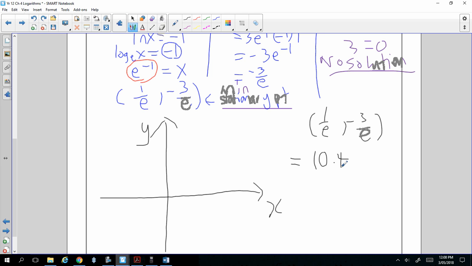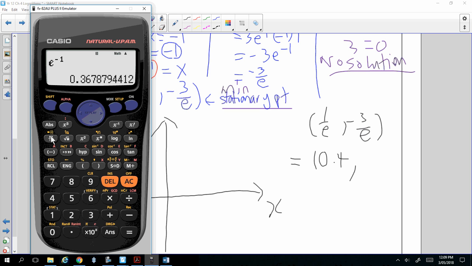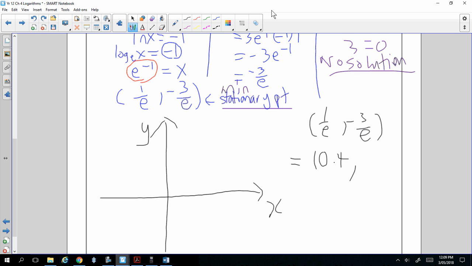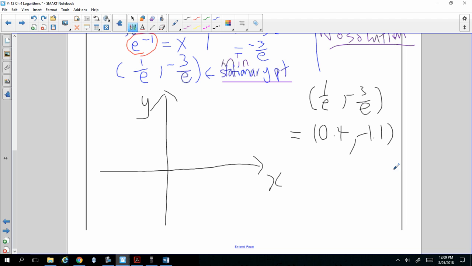And the other one, -3 over e, is about -1.1. Okay, that's where that point is. So we're going to plot that point. That's a minimum stationary point. We should also find the x and y intercept and the domain of the function. So this is your y. We should write down what the domain is.